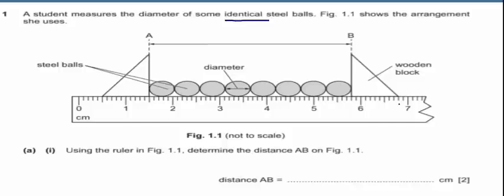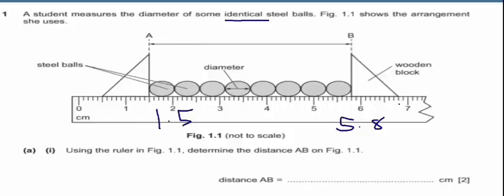Whenever you are measuring something using a meter rule or a measuring tape, you need to start from 0. Now as you can see here, we are not starting from 0. We are starting at this point here, which is approximately 1.5, ending at B, where we have approximately 5.8. Now the first question, which is question A, Roman numeral 1, is saying, using the ruler in figure 1.1, determine the distance AB on figure 1.1.